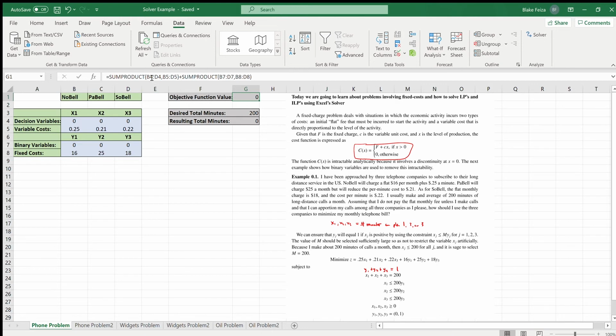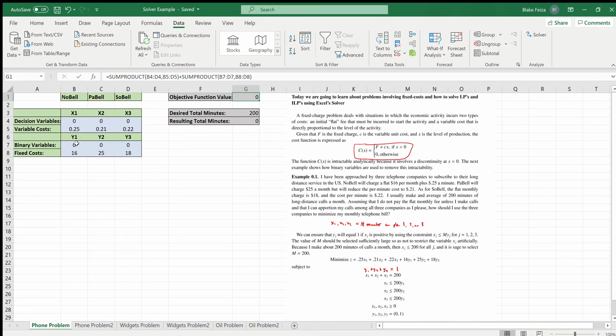So the way this works is it takes the first entry, B4, and multiplies it by the first entry of the next part, B5, which is going to be the minutes for Nobel times the price per minute, and then it sums that up and adds it to the sum of the price per minute times the minutes for PA Bell, and then the same thing goes for Sobel, price per minute times the minutes. And then along with that, we're also adding the fixed costs we have down here.